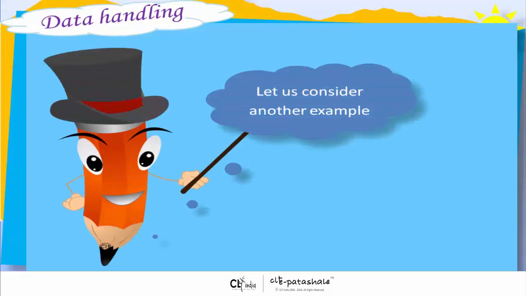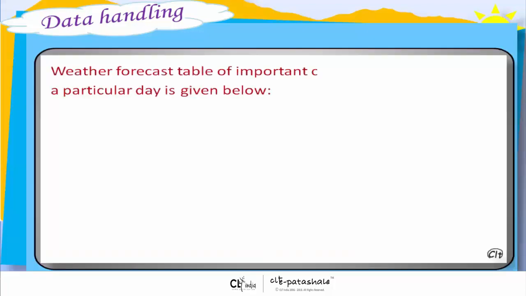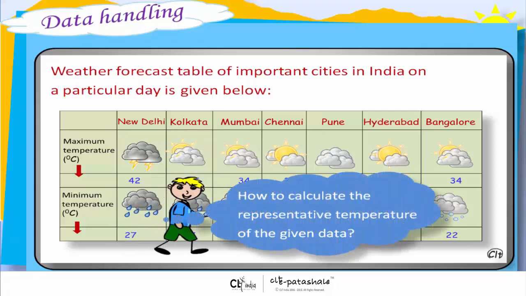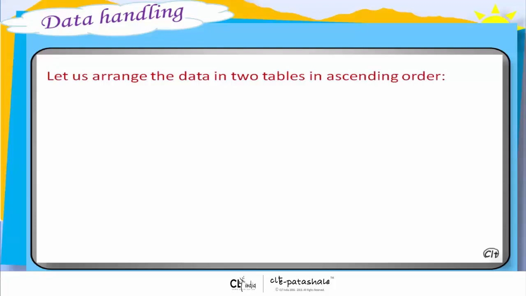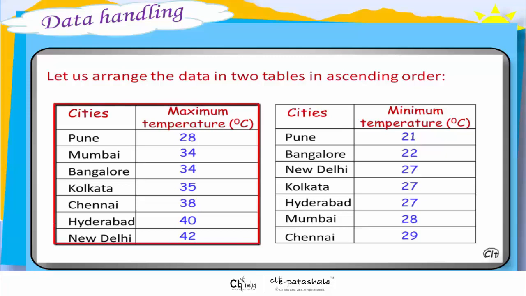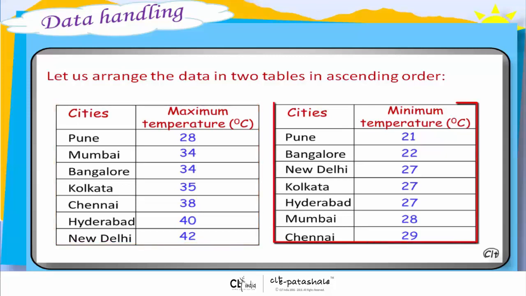Let us consider another example. A weather forecast table of important cities in India on a particular day is given below. The maximum temperature and the minimum temperature of cities like New Delhi, Kolkata, Mumbai, Chennai, Pune, Hyderabad and Bangalore are given in the figure. How to calculate the representative temperature of the given data? Let us arrange the data in two tables in ascending order. The first table represents the maximum temperature of the cities, and the second table represents the minimum temperature of the cities.